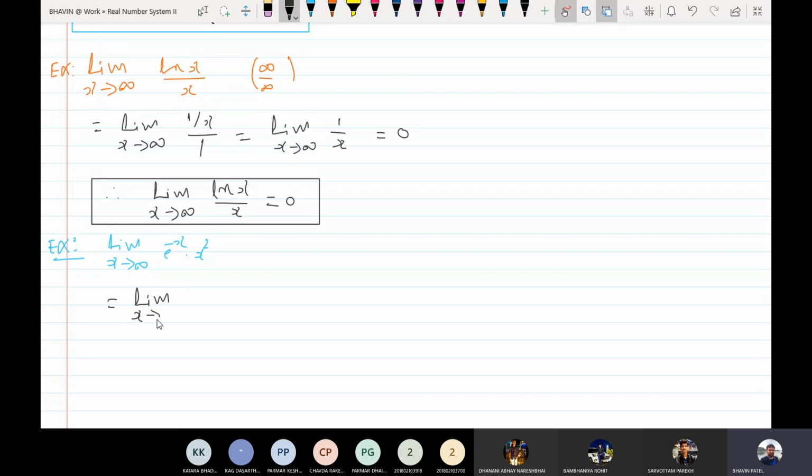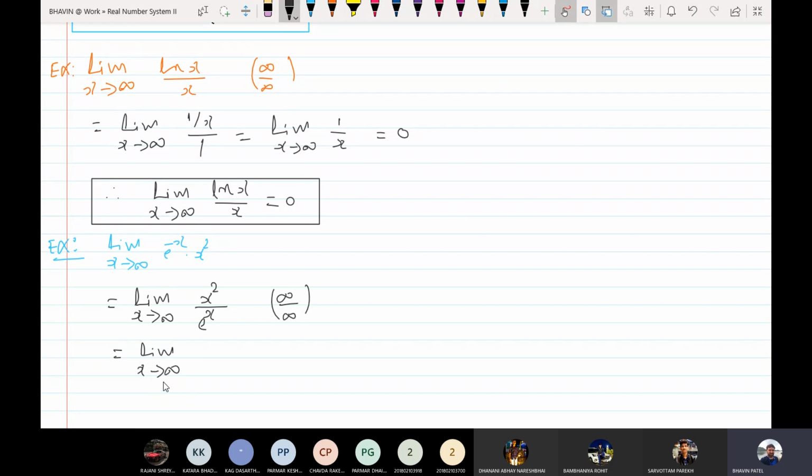Limit x tends to infinity. I will keep x square in the numerator and I will bring this into denominator. So it becomes e raised to x. Now put x equal to infinity. So x square is infinity, so this is infinity upon infinity. So now you can apply L'Hopital rule.